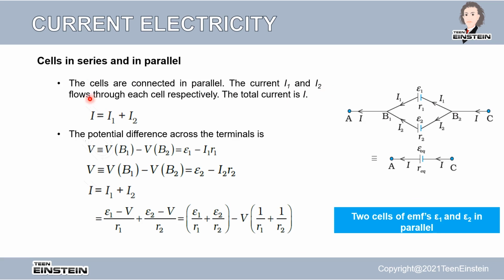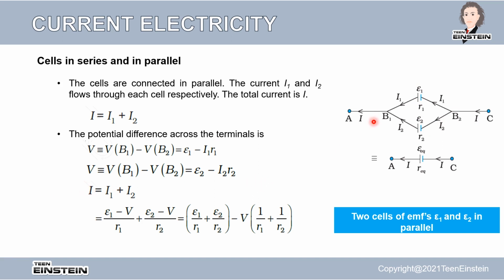The currents I1 and I2 flow through each cell respectively. The total current is I, which is equal to I1 plus I2. Now the current is different but the potential has to be the same across these terminals B1 and B2. So let's take the potential difference across the terminals AC as V, which is equal to VB1 minus VB2, which is equal to epsilon 1 minus I1 r1. In this case it's also epsilon 2 minus I2 R2.